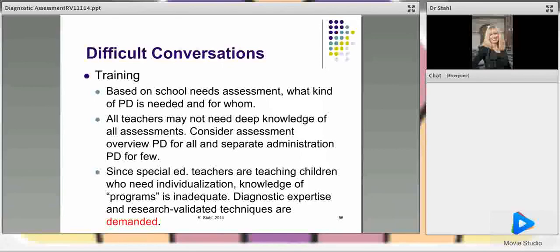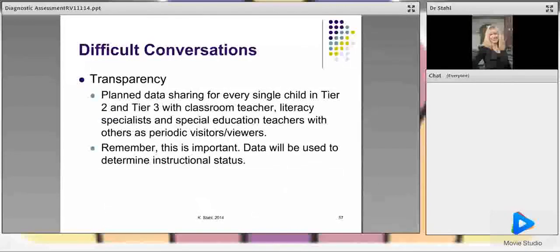All of this leads to some very difficult conversations. For example, not everyone requires the same training. Classroom teachers don't need expertise on the same assessments that the special ed teacher or that the reading interventionist needs. So schools are going to really need to take a hard look at what assessments are we committed to, and how are we willing to show that commitment to those assessments by getting our teachers the training they need.